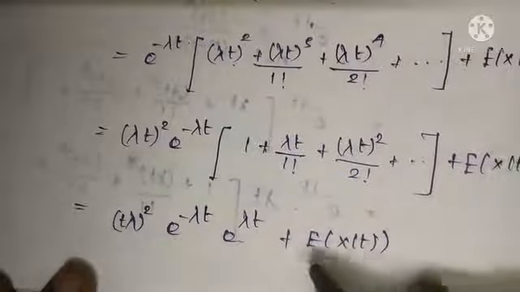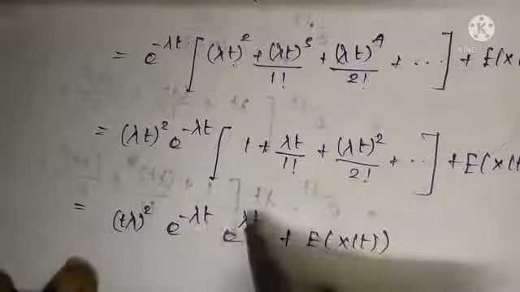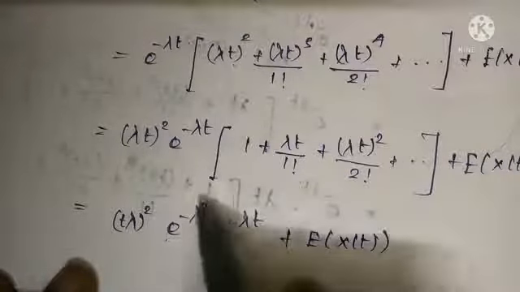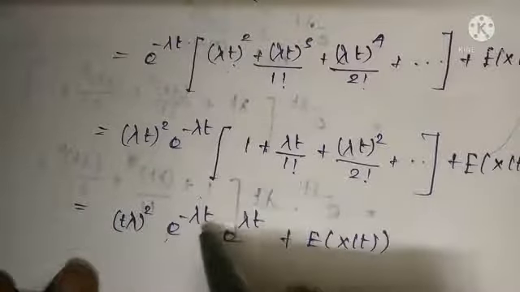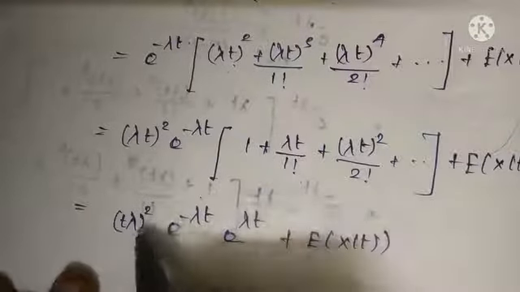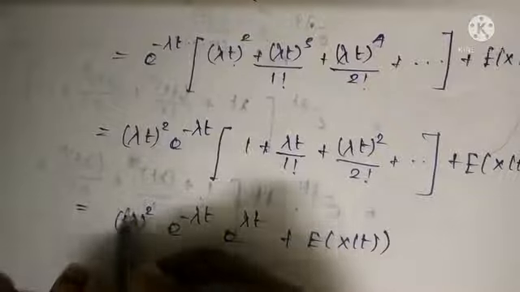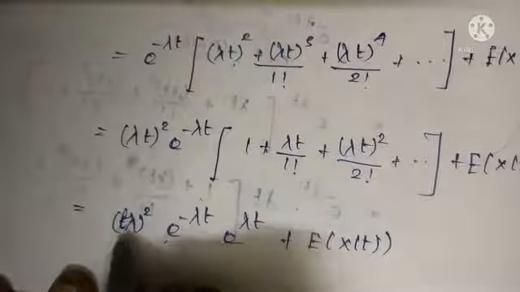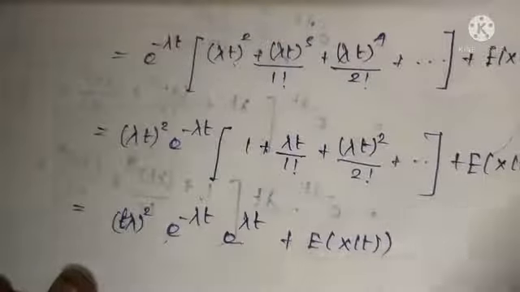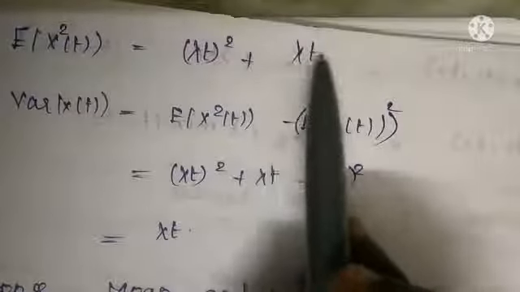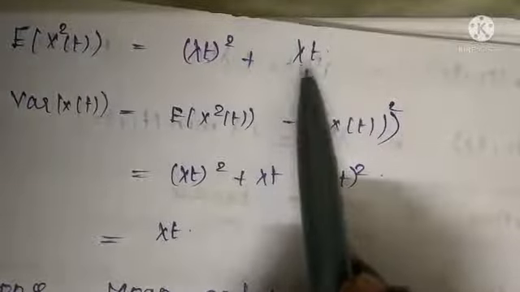Additionally, this term comes. When the bases are the same, we can add powers. It will become e power 0 t 1. Okay, it is lambda t whole square, which is lambda square t square, plus mean. So that is lambda t whole square plus mean, which is lambda t. Just now we proved E of x of t is lambda t.